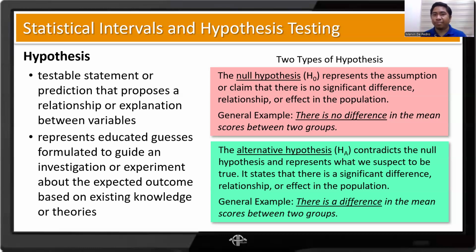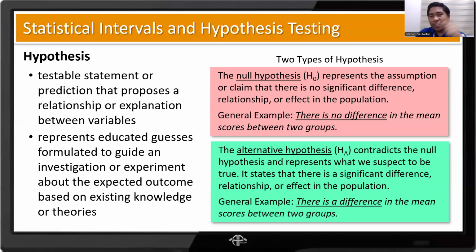So those two groups, we are saying that they are just the same. It doesn't matter which group you are part of. The scores are the same. There's no significant difference. They are somewhat on level with each other.